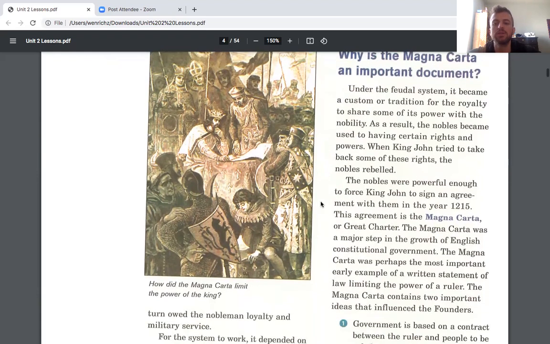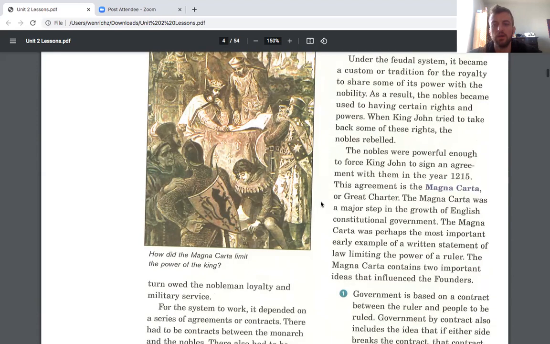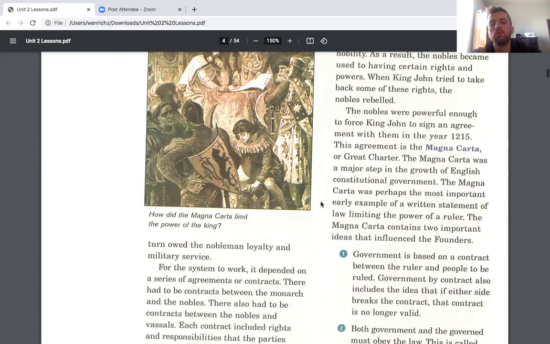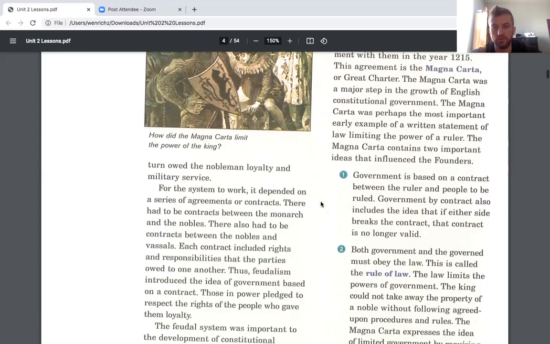The Magna Carta was a major step in the growth of English constitutional government. The Magna Carta was perhaps the most important early example of a written statement of law limiting the power of a ruler. The Magna Carta contains two important ideas that influenced the founders.